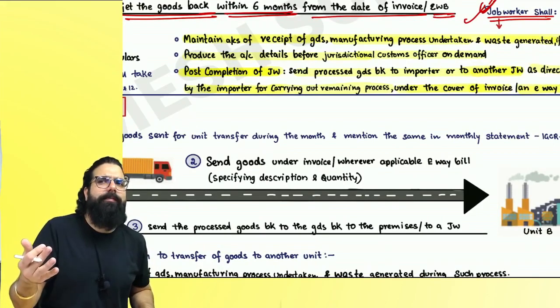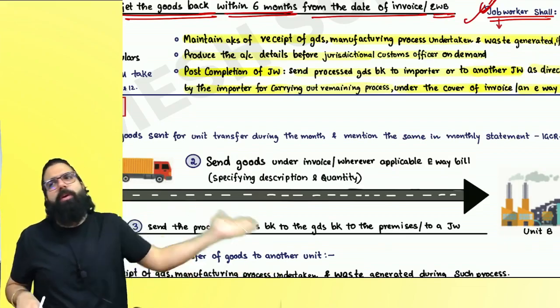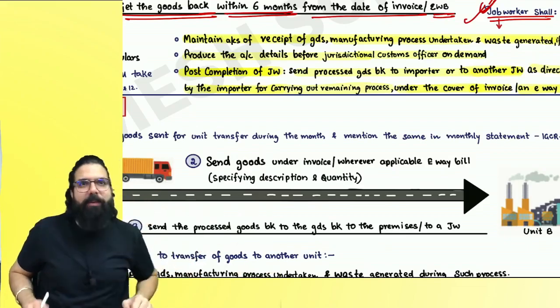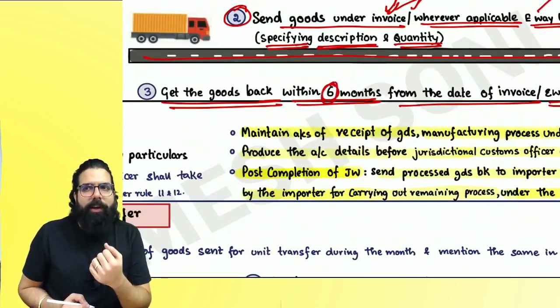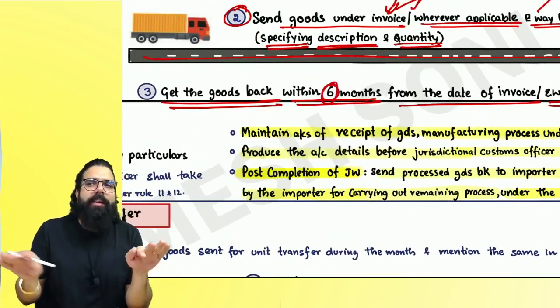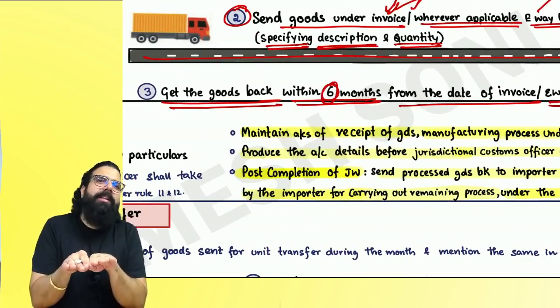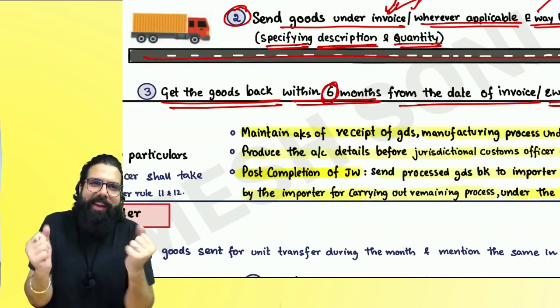And the last, he should send the goods to another job worker or send it back. Within how much time, everyone? Sir, actually in GST, the time limit is 1 year. These customs rules are not in parallel with the GST. They will amend it slowly. Can I go ahead, everyone?